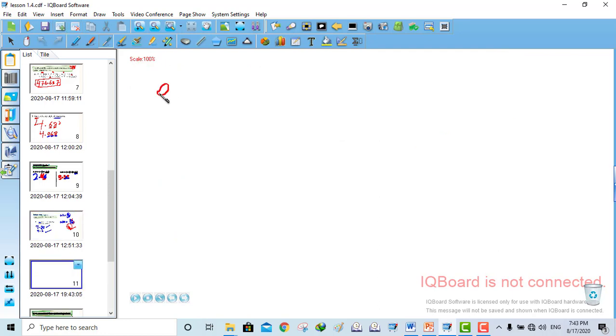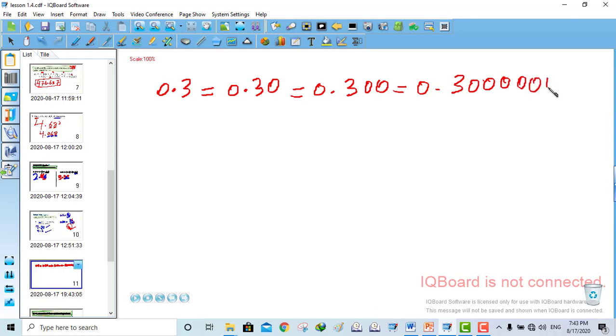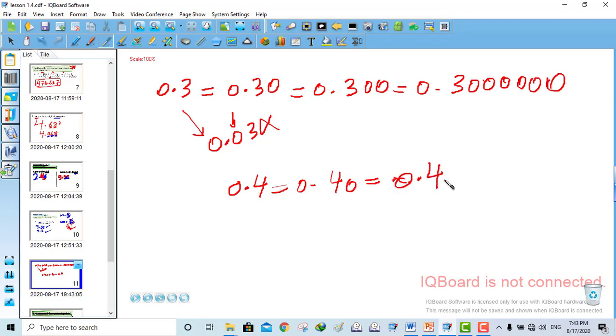So 0.3, for example, is equal to 0.30, or equal to 0.300, or equal to 0.3000, and so on. I can add zeros as many as I want. But can I say it's equal to 0.03, to insert the 0 here in the middle? No. No way. So 0.4, for example, is equal to 0.40, and 0.400, and so on. But can I say 0.04? No way. Wrong answer. Okay?